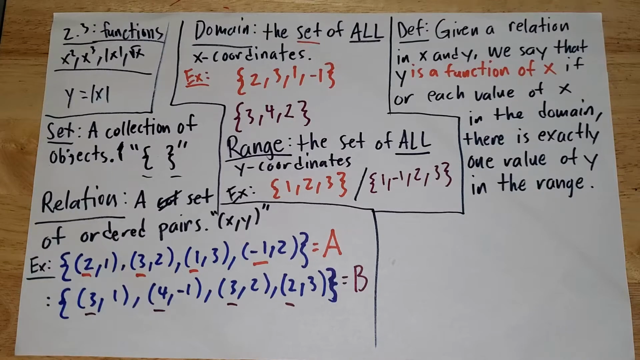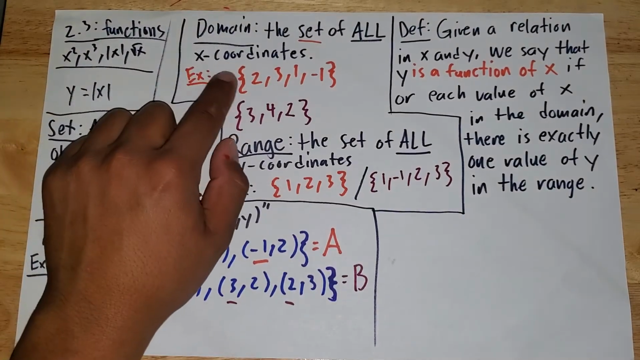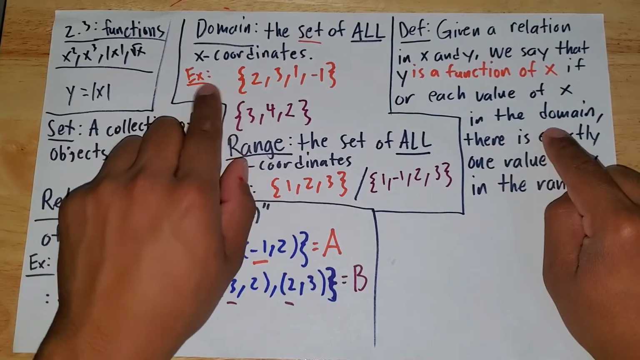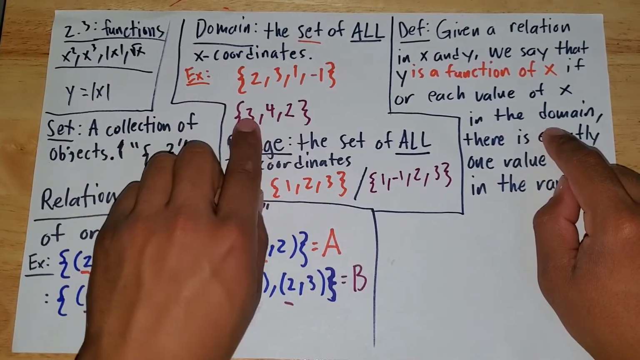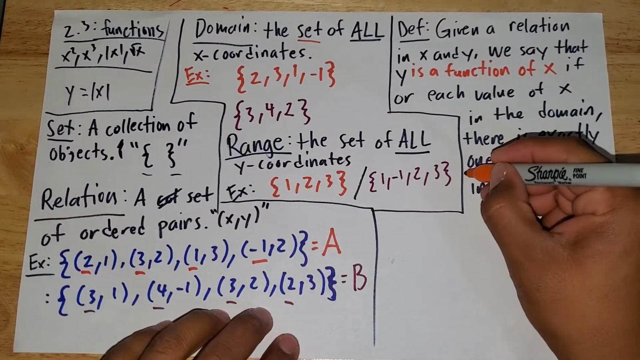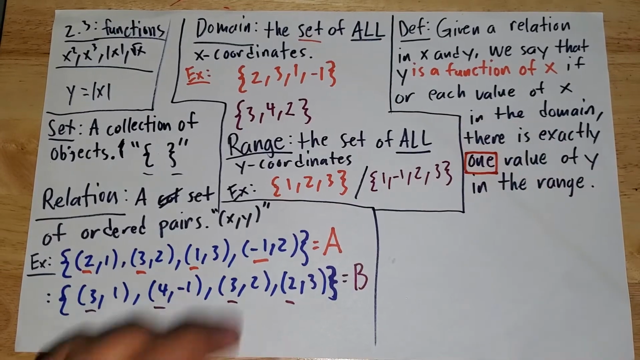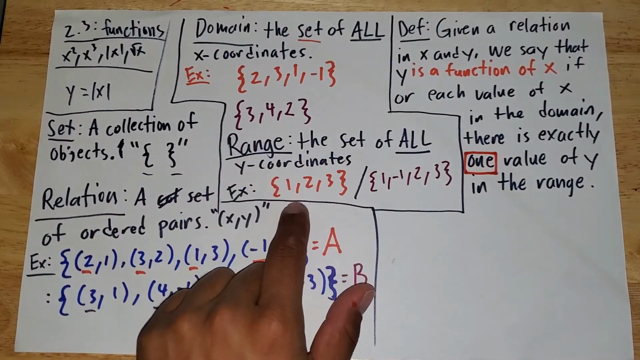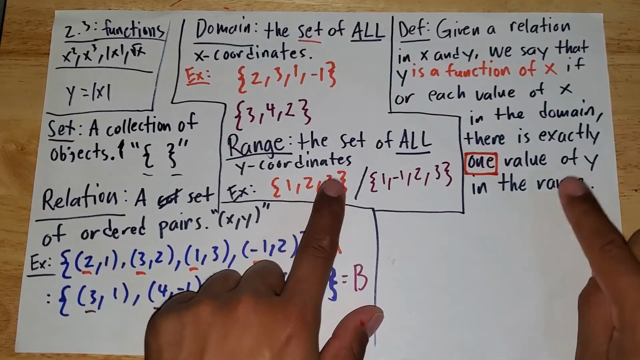And that's going to be important when we get into function notation. If for each value of x in the domain, so again, the domain is the set of all x coordinates. That's why it says the value of x in the domain. So all these are values of x's. There is exactly one. That's very important. There's exactly one value of y in the range. Again, the range is a set of all y coordinates. That's why it's talking about the y values in the range.